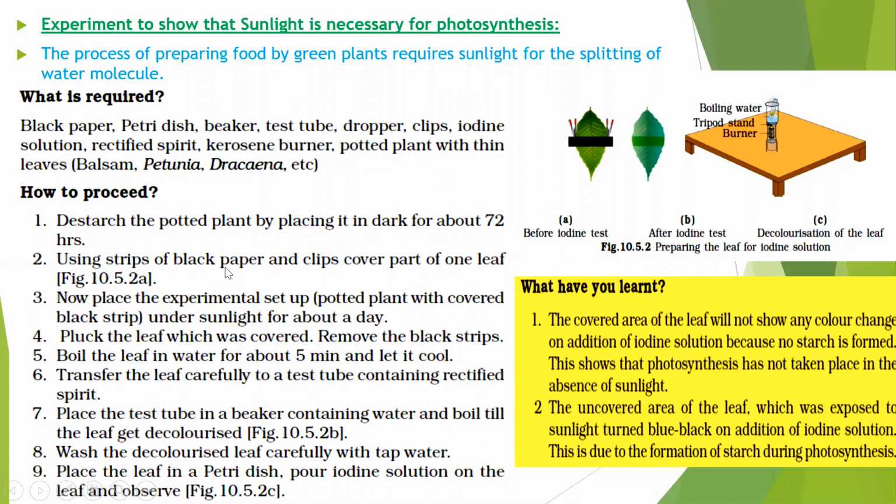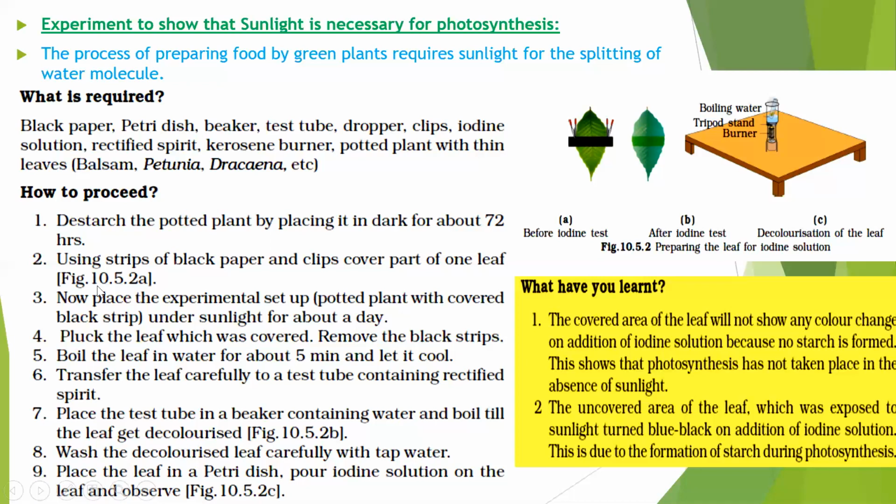otherwise you can use aluminum foil also, and clips, cover part of one leaf like this. So, what will happen? Sunlight may not fall on this covered part of the leaf. And the other part of this leaf receives sunlight. Only the covered part may not receive sunlight.